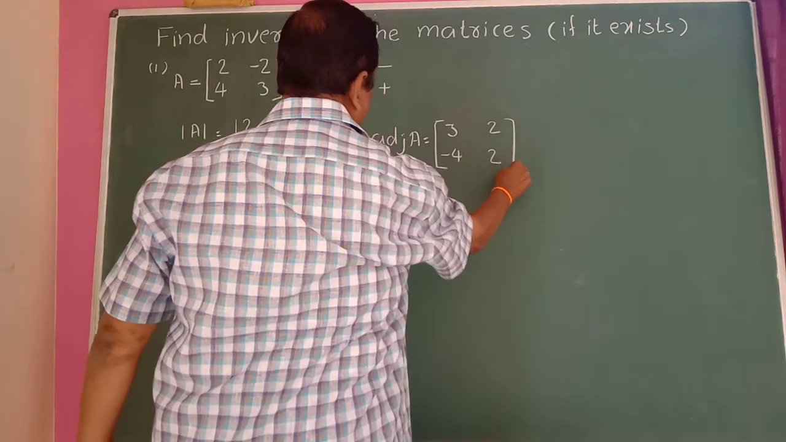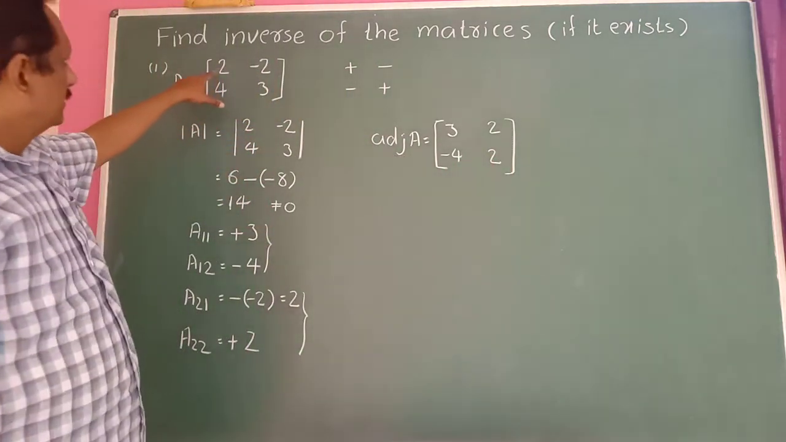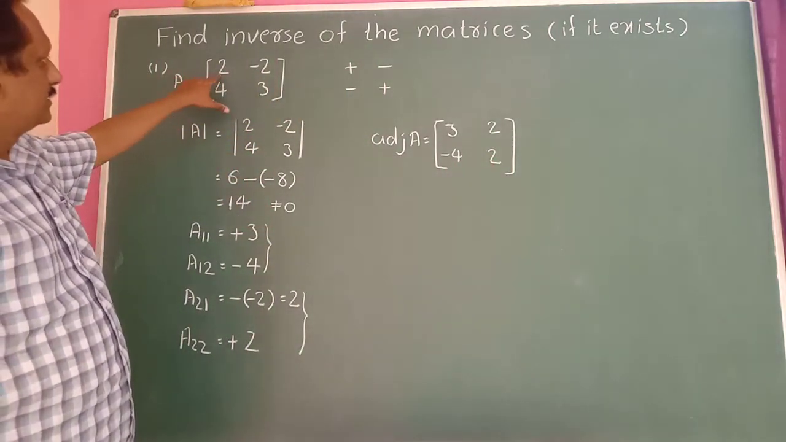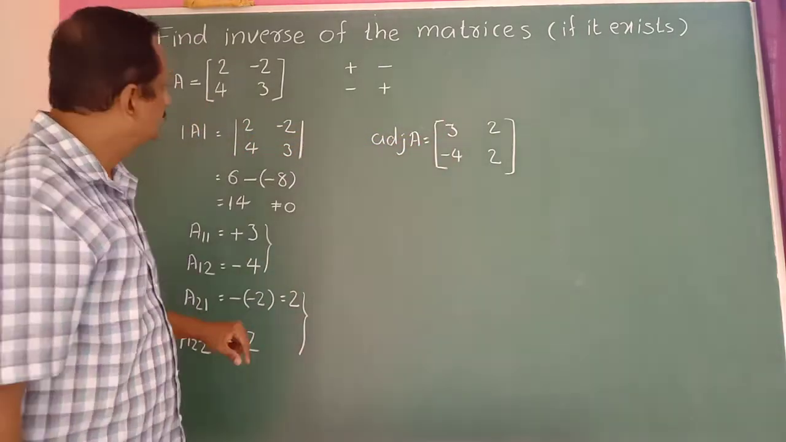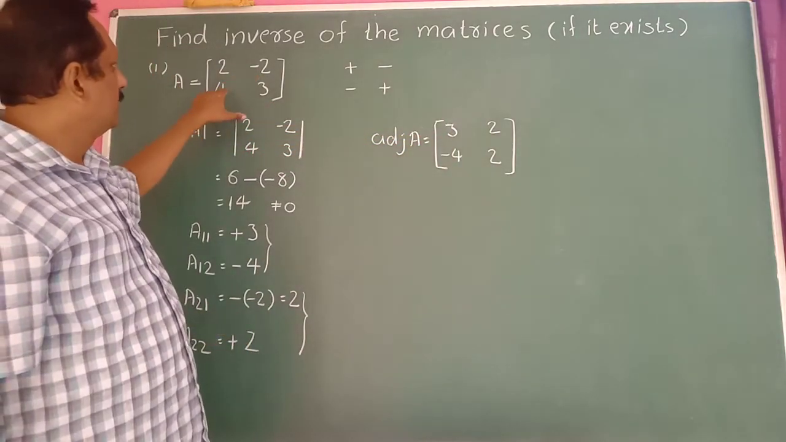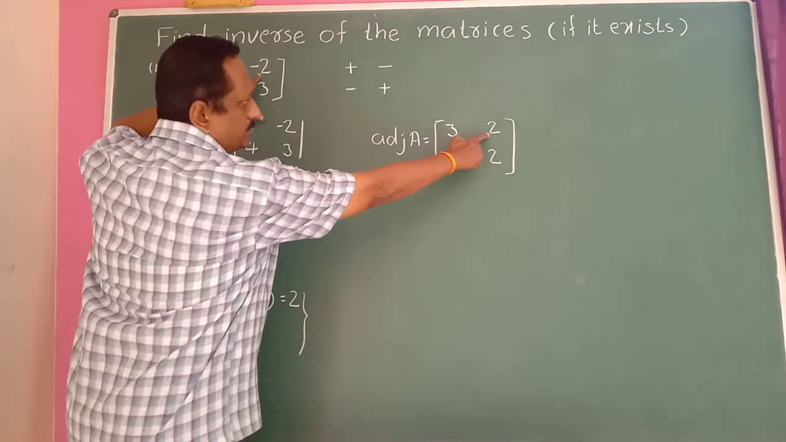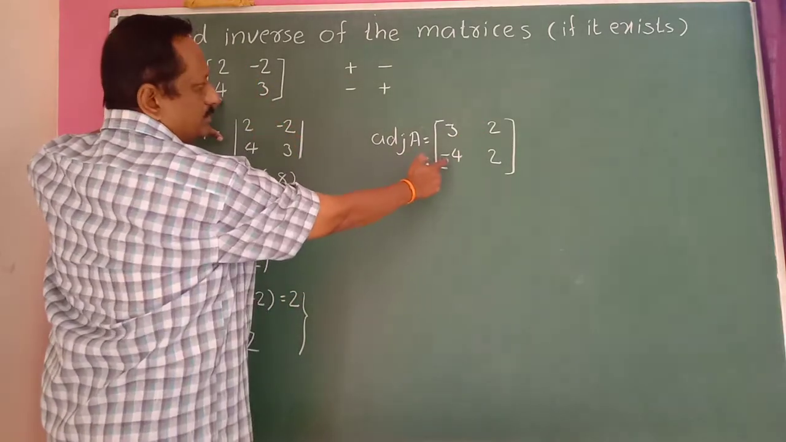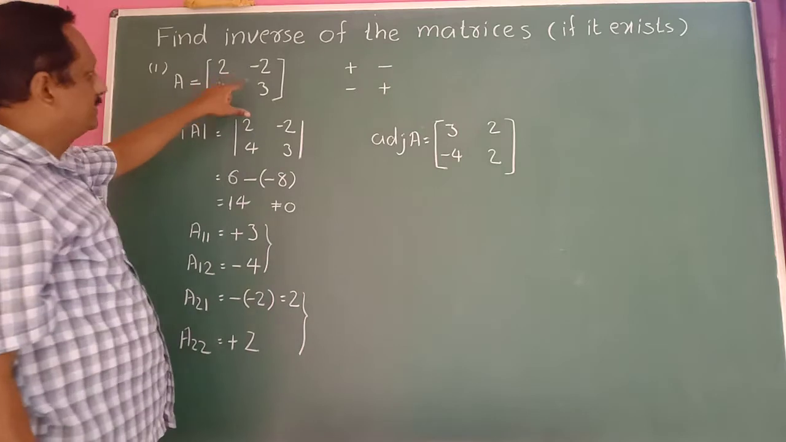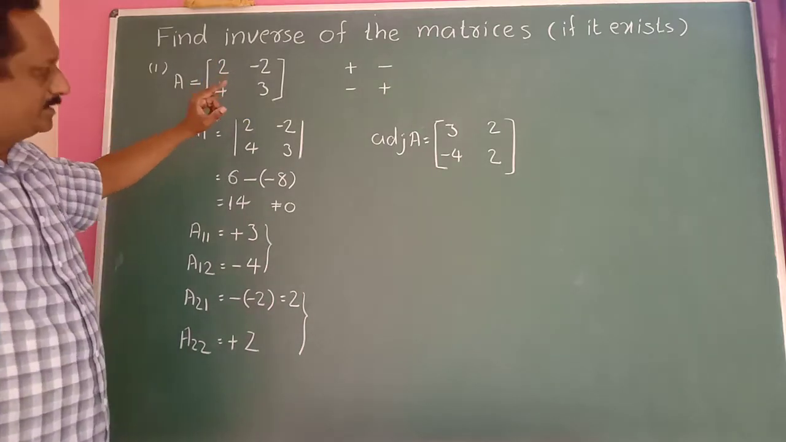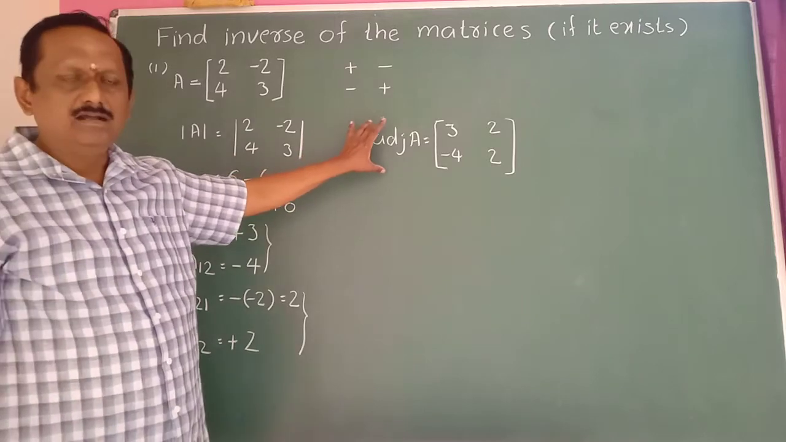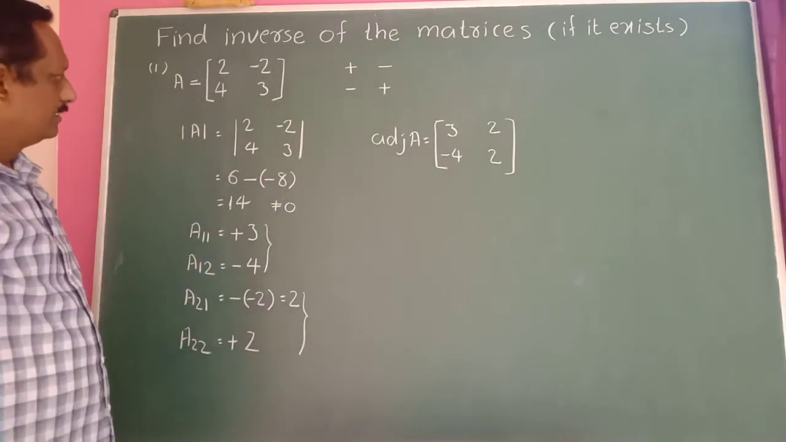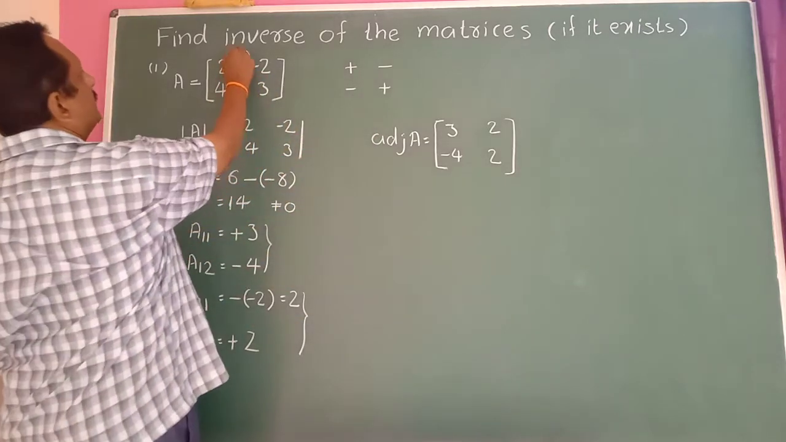Okay, observe here. In the given matrix, the diagonal elements are 2, 3. Here it is 3, 2. Interchange the diagonal elements and change the sign of the non-diagonal elements. Minus 2 becomes plus 2, and plus 4 becomes minus 4. Then you will get the adjoint of the matrix. Next, you have to find the inverse of the matrix.